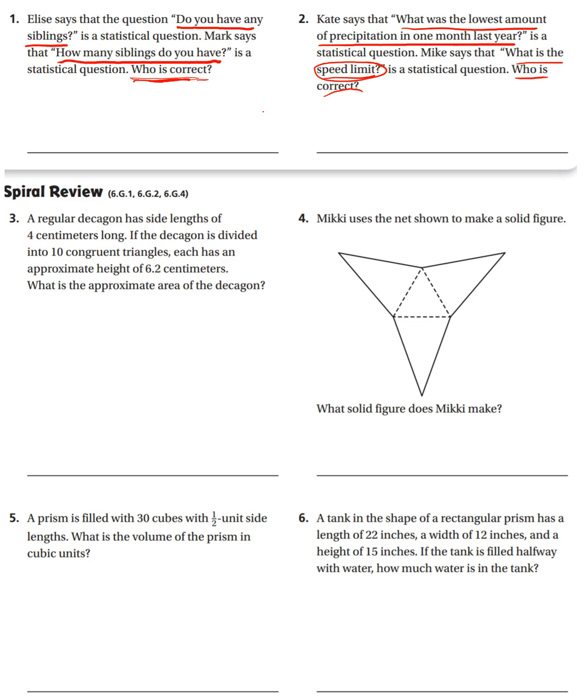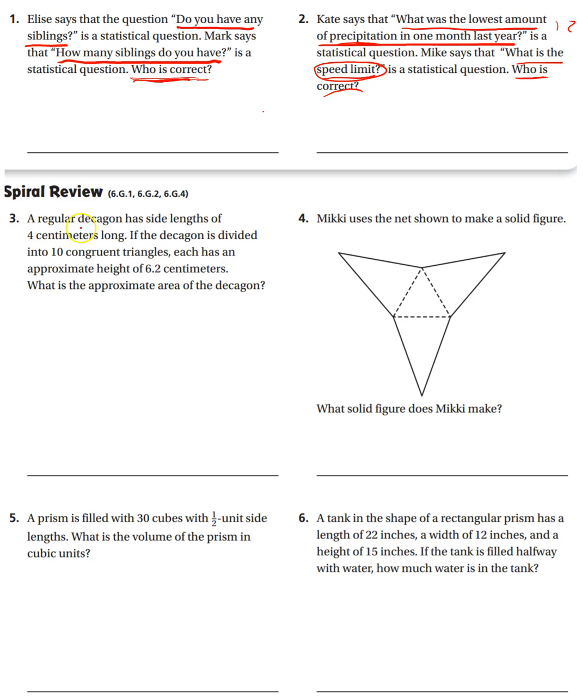What is the speed limit? Speed limit's whatever it is, 25. It's going to be 25 on that street until a law changes. Okay, so for an extremely long time. But if we have a data set of 12 months and we want to know what was the lowest amount of rain in those 12 months, we're going to have variance in those 12 months. And so that is our statistical question.